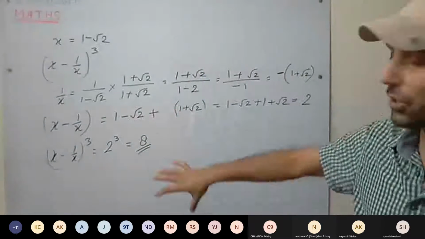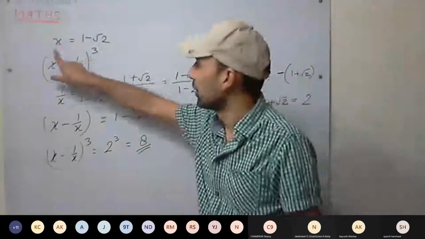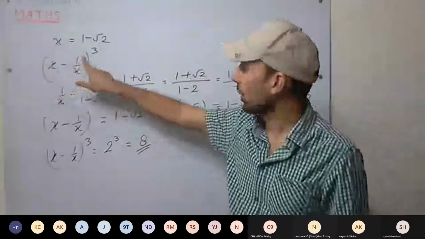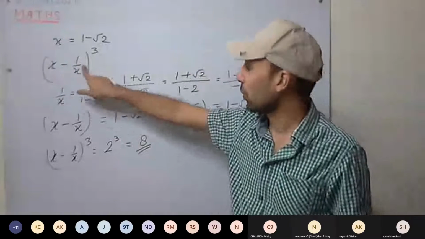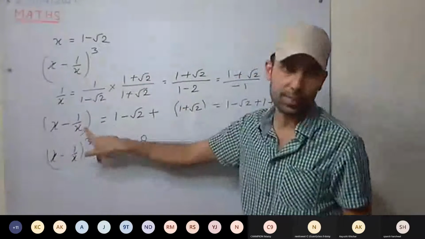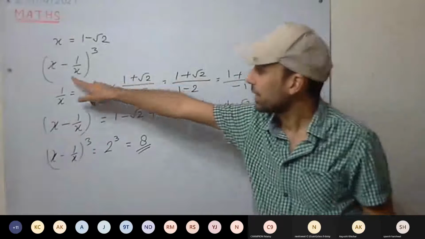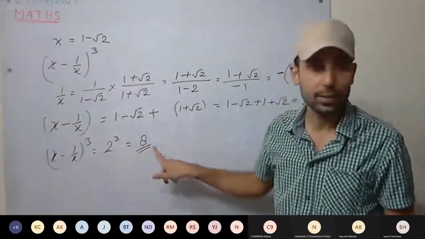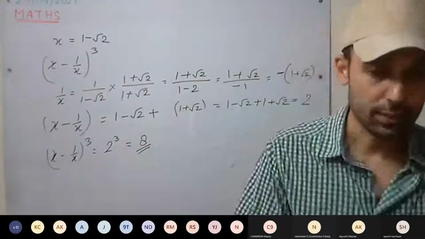See here, such questions: x is given, 1 upon x we will calculate. 1 upon x we calculated. Now, x minus 1 upon x we will calculate. Then, x minus 1 upon x, the whole cube. And we will get the answer. Understood?